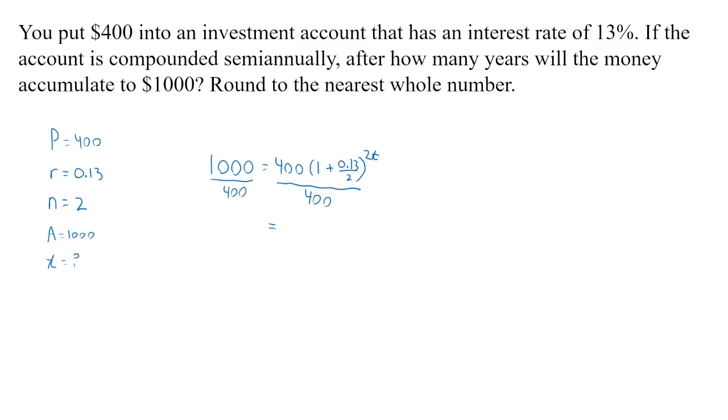$1,000 divided by 400 is 2.5. And we're going to go ahead and compute what's inside the parentheses. So we got 1 plus 0.13 divided by 2. That gives you 1.065. So this is 1.065 raised to the 2t power.